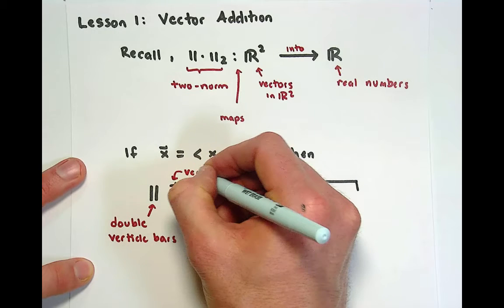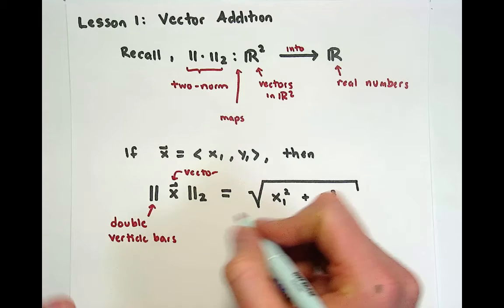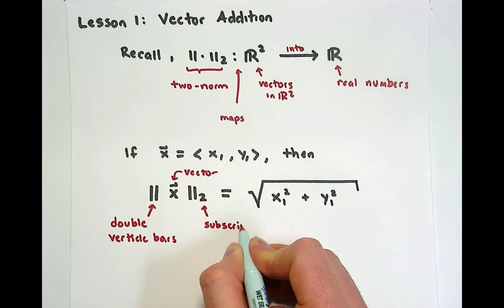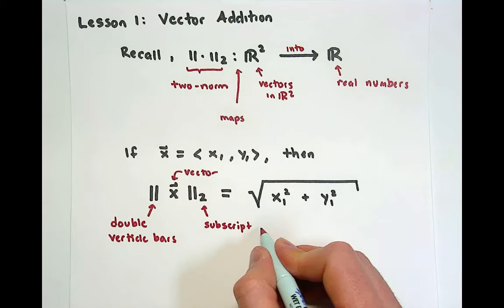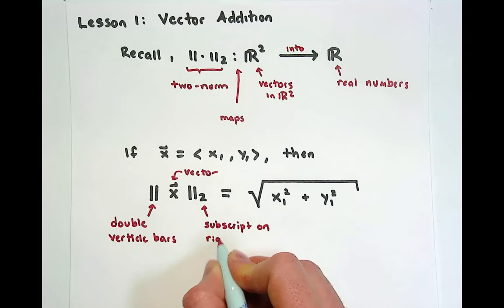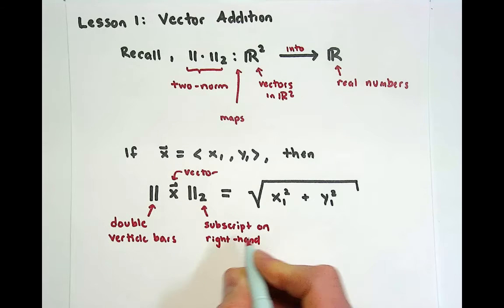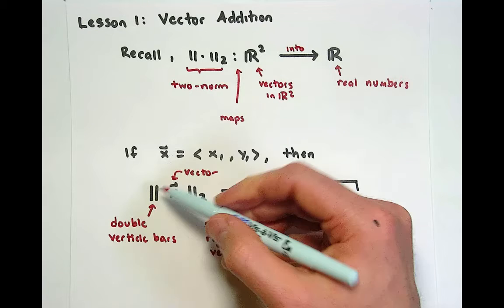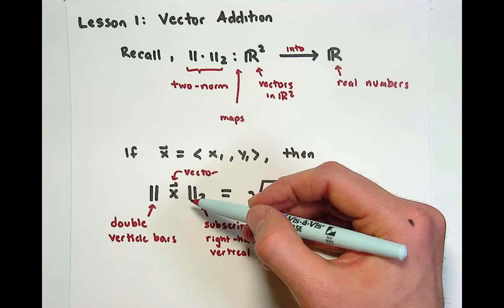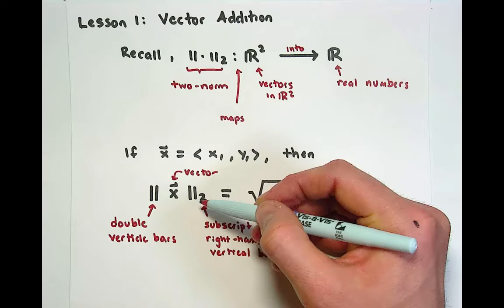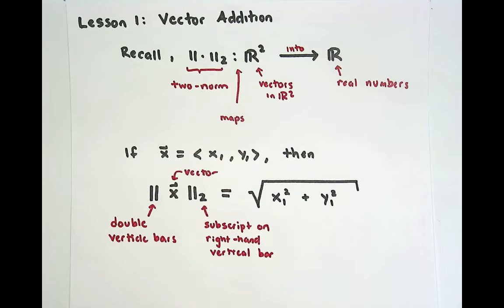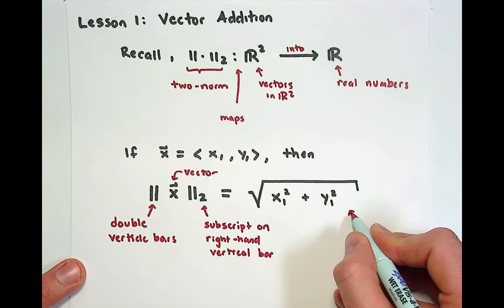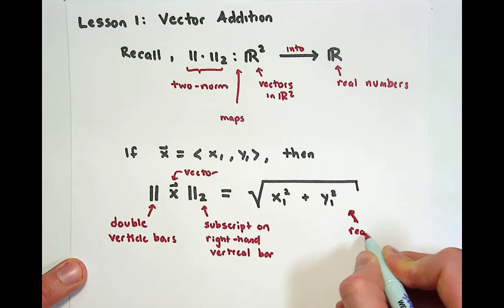Inside the 2-norm is a vector. This is a subscript, so it's written on the bottom on the right hand vertical bar. So you see this, here's the left hand vertical bar, here's the right hand vertical bar, and then as a subscript down below we write 2 to represent that this is the 2-norm. And remember that the way we calculate this 2-norm, this is a real number.